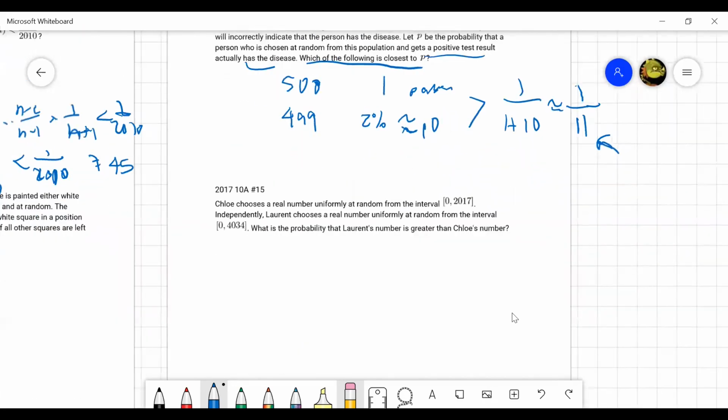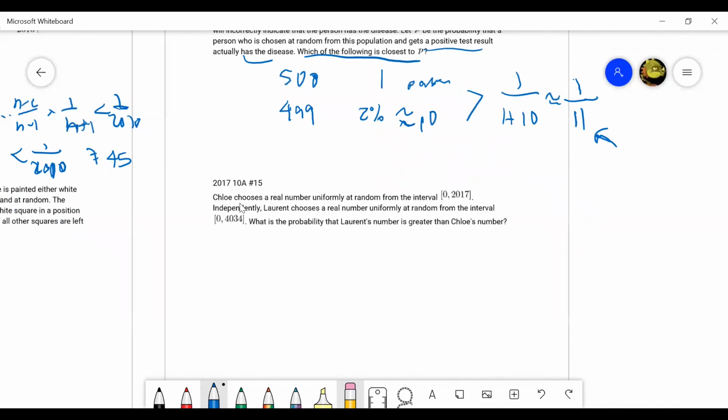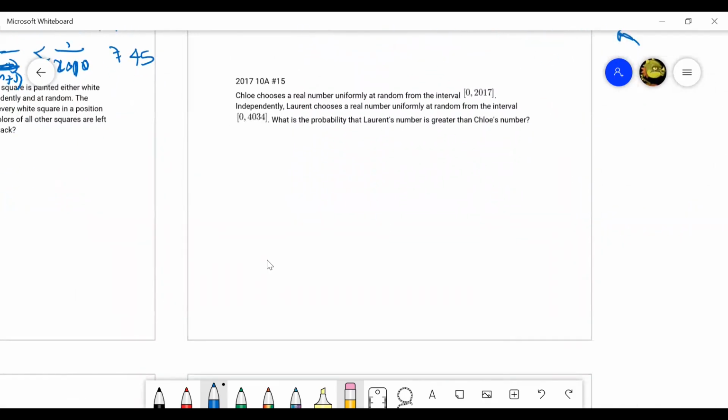All right, so next is this. Chloe chooses a real number uniformly at random from the interval 0 to 2017. And Laurent also chooses a real number from this larger interval. What's the probability the number is greater than Chloe's number? I like this problem because you can solve it using 2 different methods. First method is geometric probability.